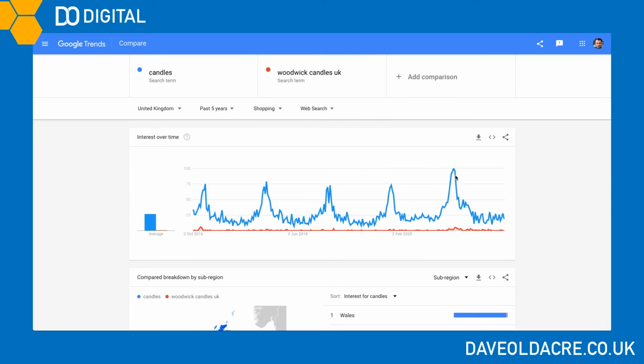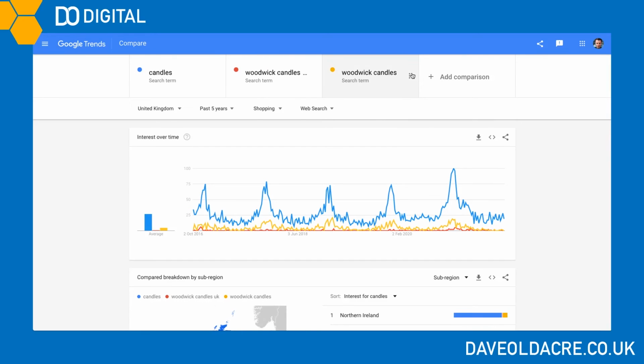Now, as you can see, woodwick candles UK is clearly not as popular a keyword as candles, but it's a really specific topic. And if you're selling woodwick candles, then it's something that you really want to think about focusing on. Now, we can also then immediately start to think, well, if people are searching for woodwick candles UK, they're probably also just searching for woodwick candles.